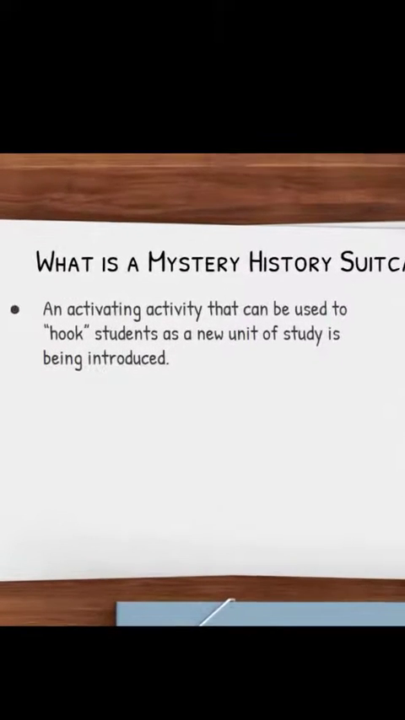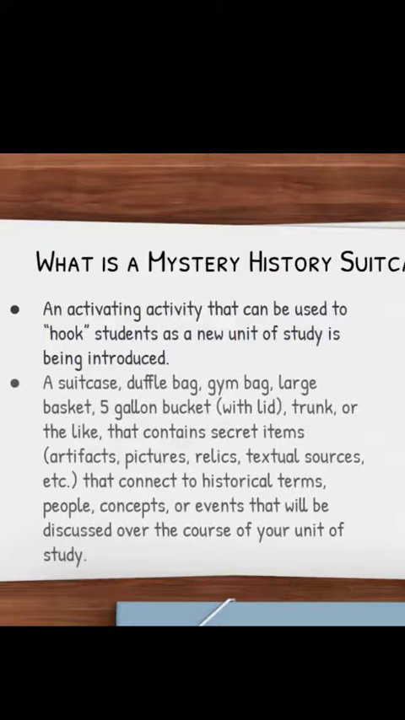First, we need to remind ourselves what a mystery history suitcase is. It's an activating activity that can be used to hook students as a new unit of study is being introduced. Now, if you don't want to do a whole unit of studies, that is fine. You can do a series of lessons. They work the same. Okay?